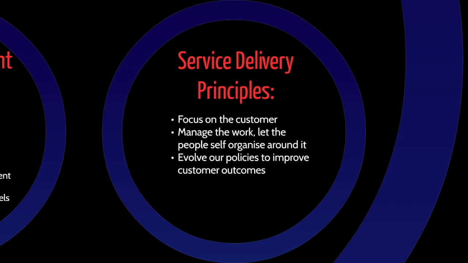Principle number 3 is that we evolve our policies to improve customer outcomes. You'll shortly be seeing the Kanban practice of using explicit policies in our systems. And this principle is about making sure we look to evolve those explicit policies with the intent of improving service delivery to the customer to help them meet their outcomes. If we do what is good for the customer, then it follows that will also be good for us.